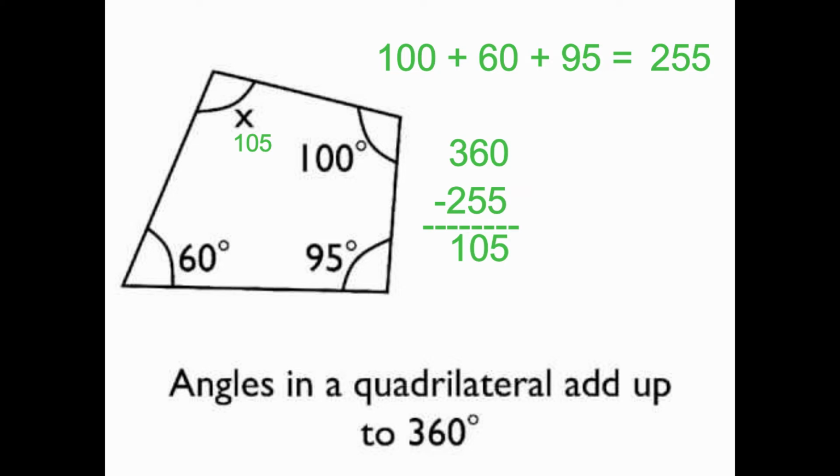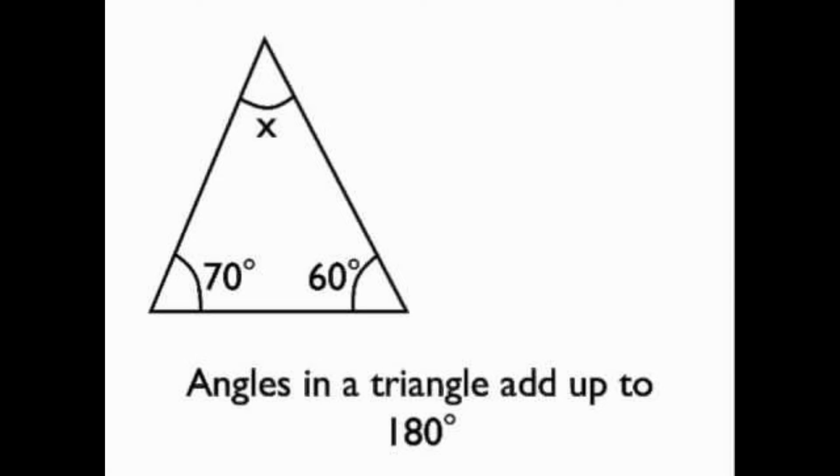Again, keep in mind the most important thing here is that the angles in a quadrilateral add up to 360 degrees. Let's look at another shape. So here's our second fact. Angles in a triangle, or a three-sided shape, add up to 180 degrees. Doesn't matter what the triangle looks like. It could be short, it could be tall and skinny, it doesn't matter. The angles will always add up to 180 degrees.